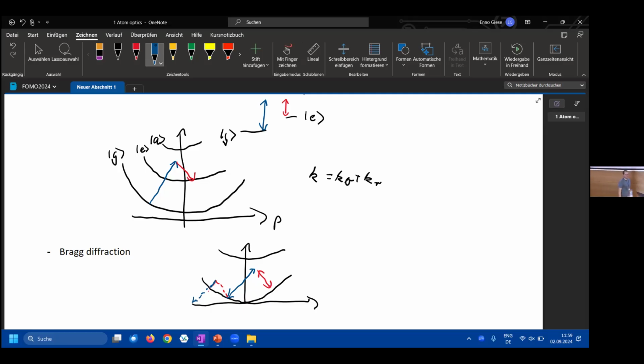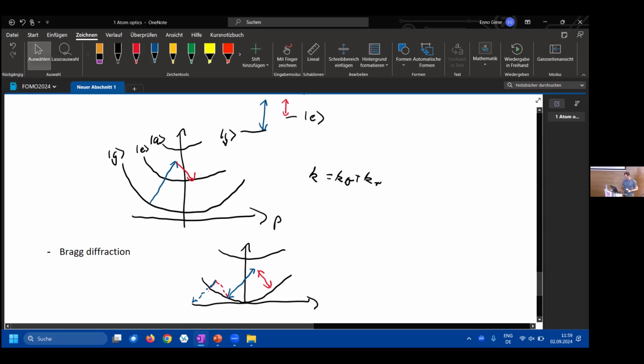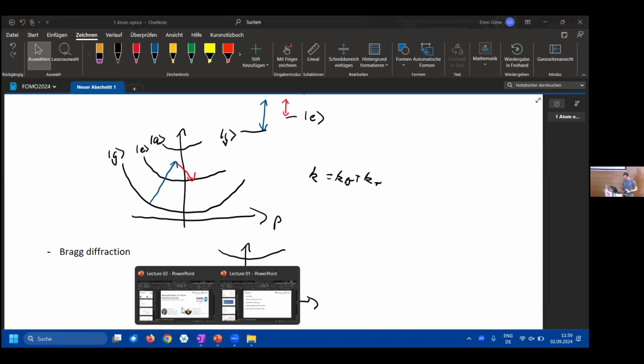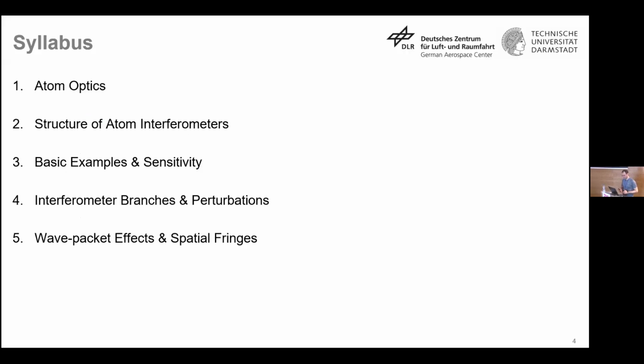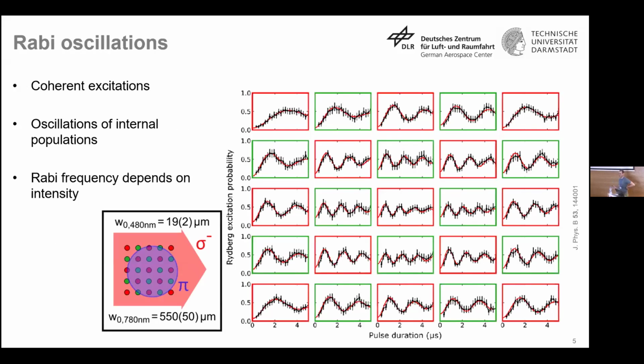If there are no further questions, I have prepared a few slides with experiments. So first of all, Rabi oscillations. We were talking about these Rabi oscillations. Most of you have seen them.